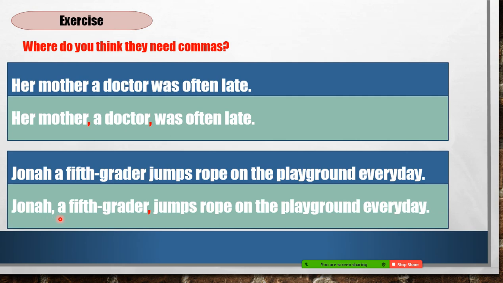John jumps rope on the playground every day. It still makes sense. And this part that I surrounded with two commas is the non-essential part. This is what I can exclude. We call this an appositive, a fifth grader. An appositive phrase, because we don't have a verb also, so it's a phrase. If we just read the sentence without this part that we put between the two commas, we will still have a meaningful sentence.